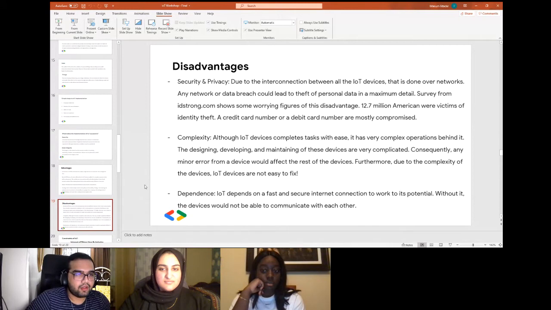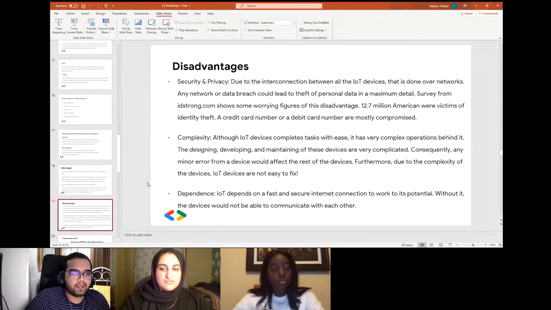Disadvantages would be security and privacy. Obviously, all the IoT devices are connected through a network. If there's any breach in the network, it could lead to theft of your personal data in maximum detail. The reason for this is that IoT devices usually require access to your personal data, and any network breach could lead to the theft of that data. We also have a survey which shows that almost 12.7 million Americans are victims of identity theft. So these breaches are pretty common.